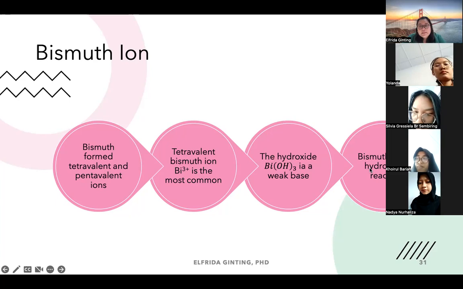Now, this bismuth salt will hydrolyze readily.